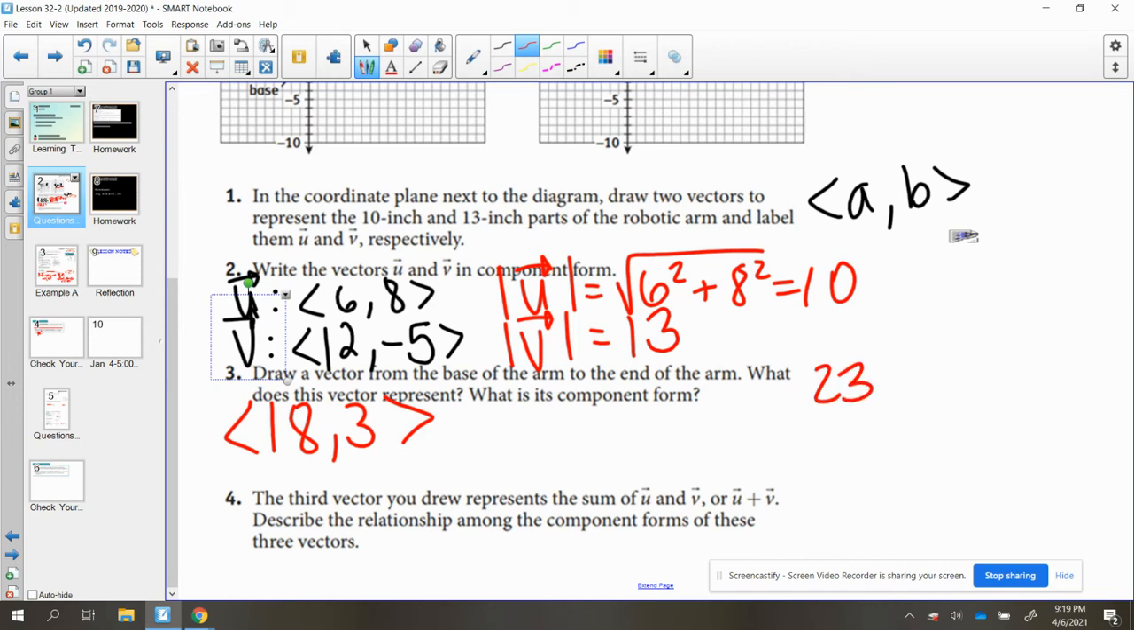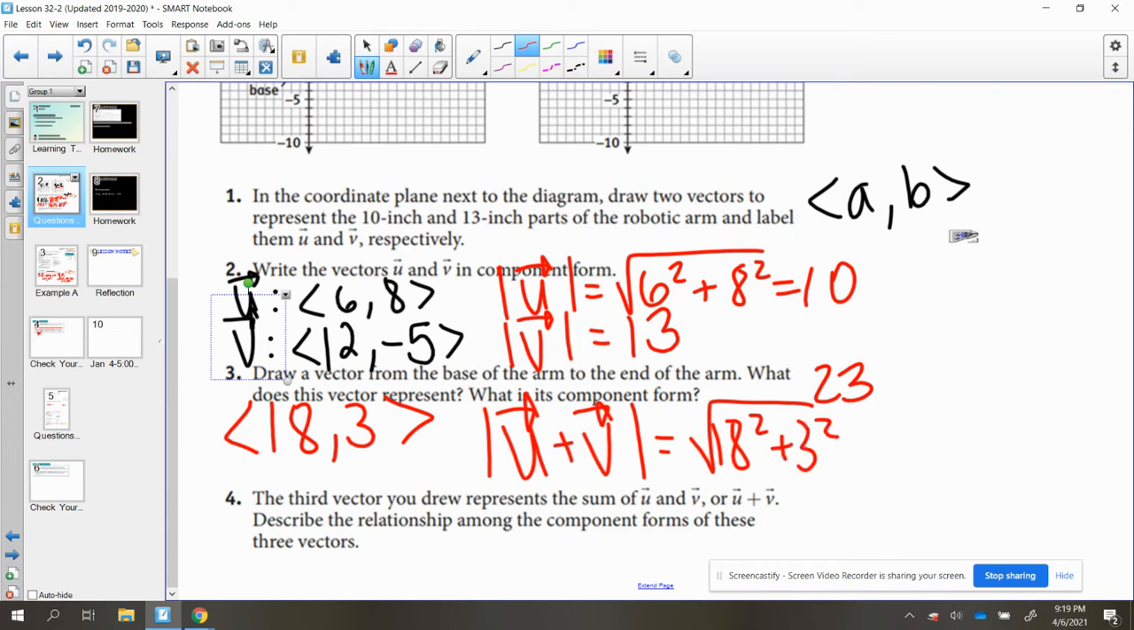Well, if we try to find the magnitude of vector U plus vector V, so in this case, 18 squared plus 3 squared, the square root of 333, which is not 23, right? That we got up above. This would be about 18.2.